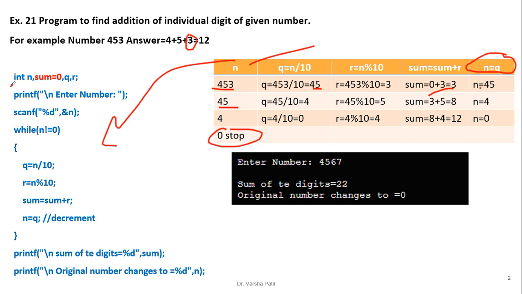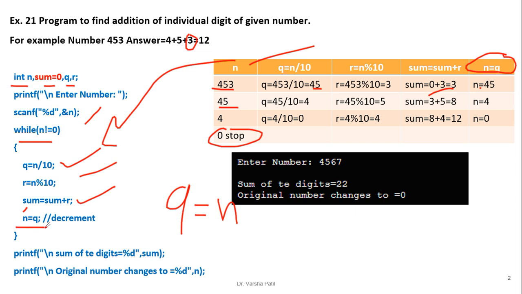Now see, we need to declare n, sum equal to 0, quotient and remainder. We accept the number. What is the condition? While the number is not equal to 0, first we separate the quotient, then the remainder, then sum is equal to sum plus r. And by assigning n equal to q, that's why you should never memorize the program, because even if you write q equal to n, it will do the very wrong thing, because n will not decrement. So you need to understand the meaning of each and every statement.